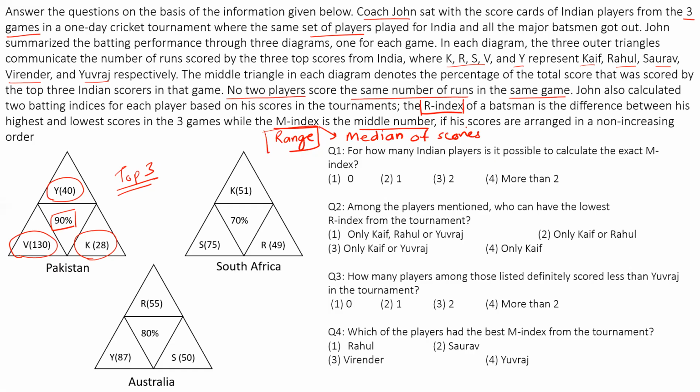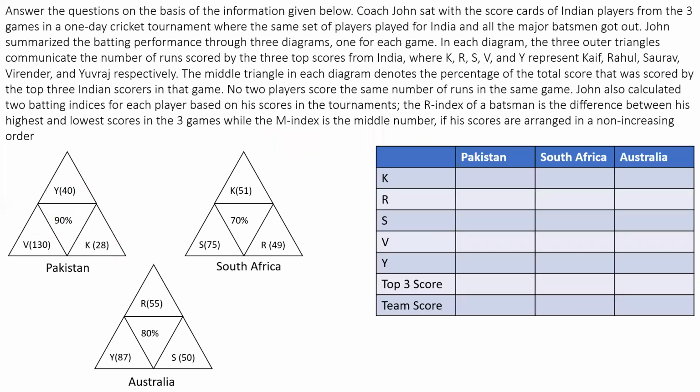So these are the 2 indices that they are talking about, and there are 4 questions based on this set. So let us see how to solve this set. First thing is they have given us information in the form of a triangle. So we need to convert this information in a form which is more suitable to us. So what we can do is convert this information in the form of a table. So here I have written the players.